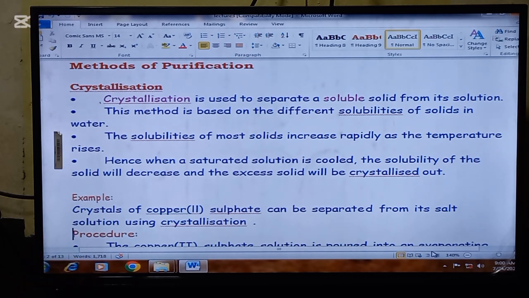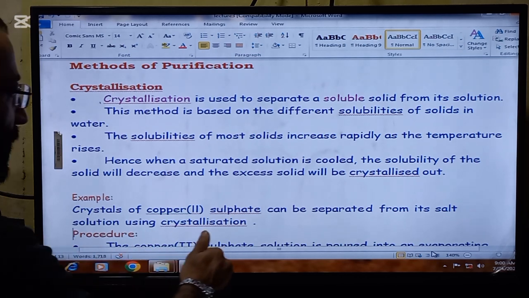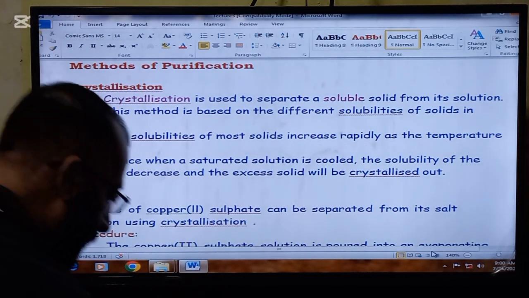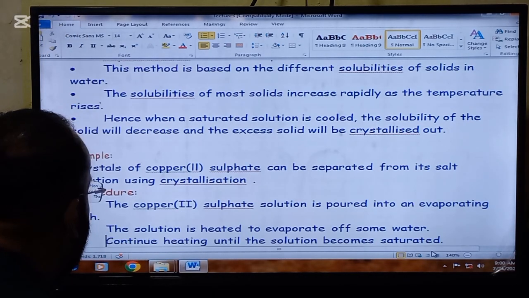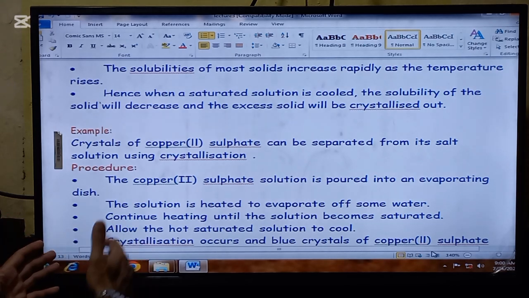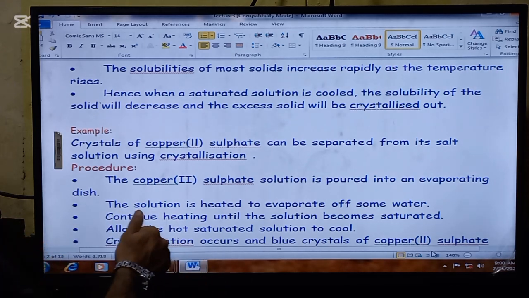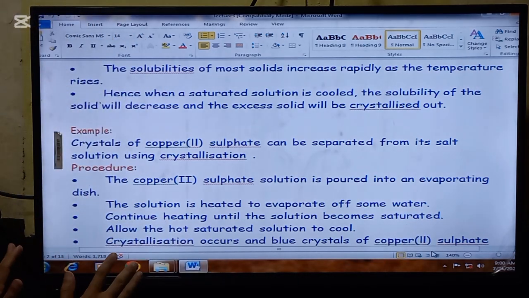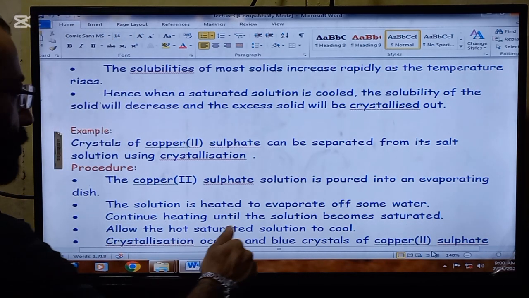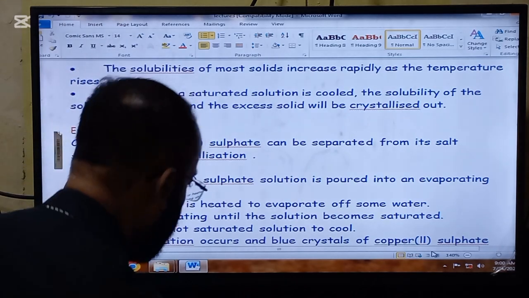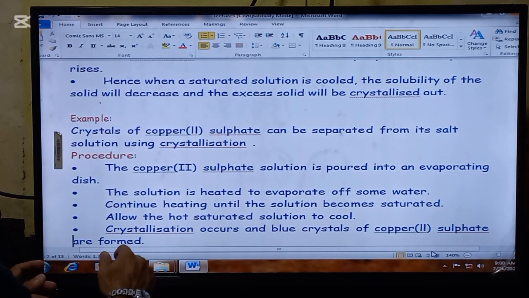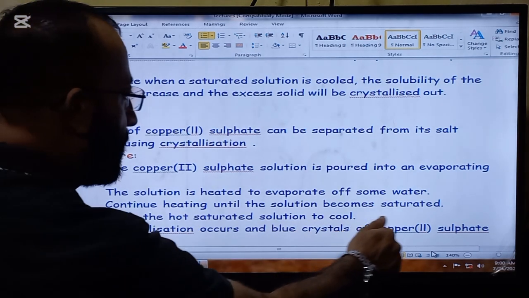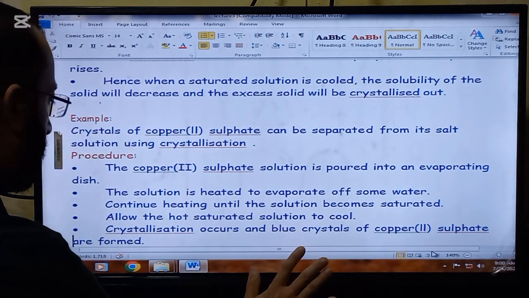So concentrate yourself now. Crystals of copper sulfate can be separated from its salt solution using the crystallization method. So look now how this process will be conducted. The copper sulfate solution is poured into an evaporating dish. The solution is heated to evaporate off some water. Continue heating until the solution becomes saturated. So this is a very important point.